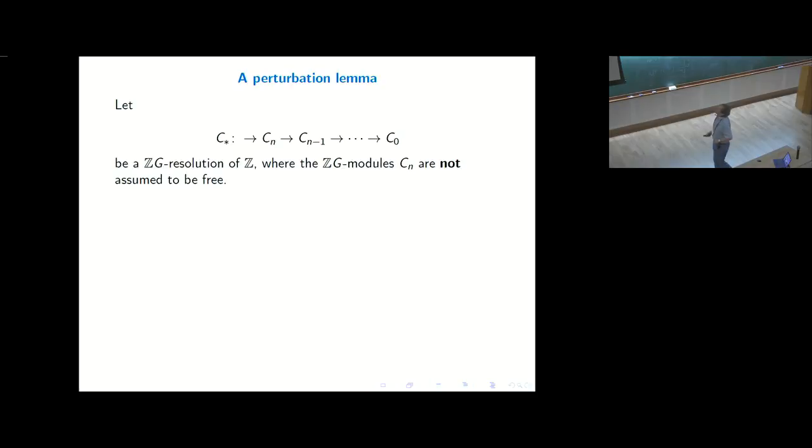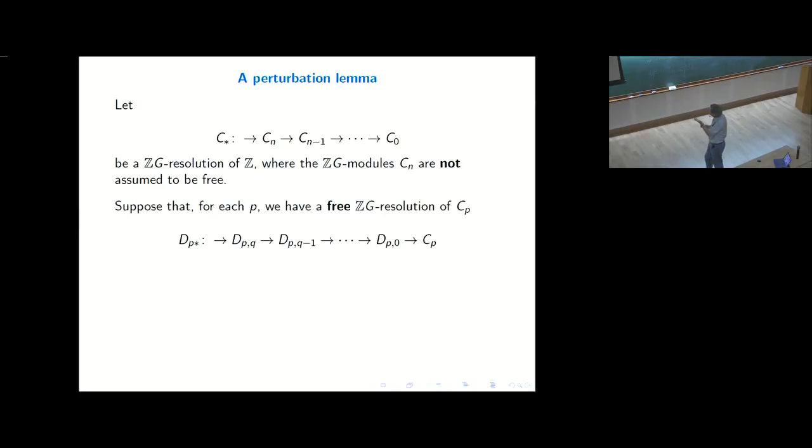So let's imagine that we have some polytope with G acting on it. Take the cellular chain complex, and so you get a ZG resolution of the integers in which the modules are not free. Now, imagine that somehow, and I'll say how in a moment, for each of these modules in this non-free resolution, you could work out some free ZG resolution for each of the modules from somewhere, bearing in mind that the stabilizers are probably much smaller groups than the group G itself.